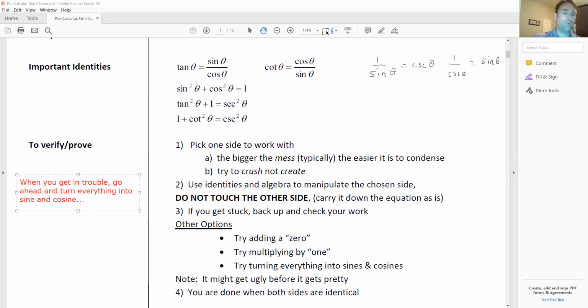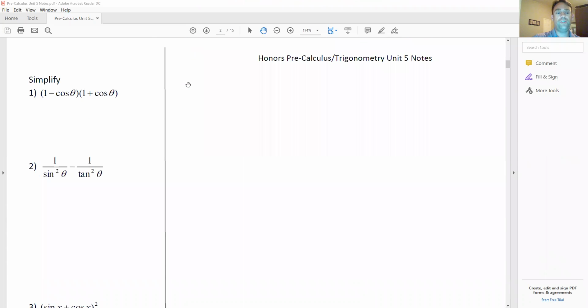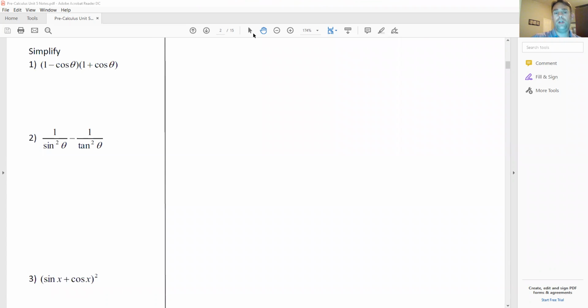So we're going to go through it and we're going to be doing what we call some trig identities. Let me show you what these kind of look like here. First up, we're going to simplify some expressions. When we simplify these expressions, realize we're going to go as far as we can on them until we can't go any further. Okay, so let's take this 1 minus cosine theta, and we're going to multiply it by 1 plus cosine theta.